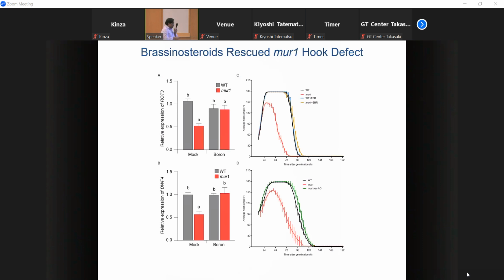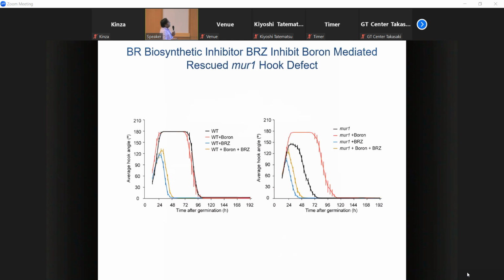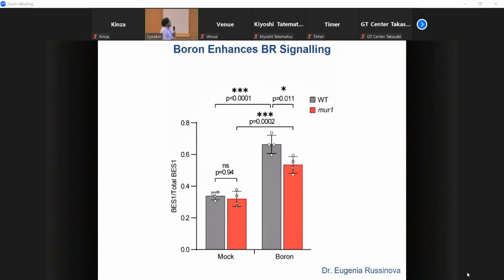And because the expression goes down, we provided exogenous epibrassinolide, and it rescues the mur1 defect. And bes1-D is a constitutively active brassinosteroid signaling mutant, and it also rescues. It's very interesting that when we gave the brassinosteroid inhibitor BRZ, in the presence of BRZ, boron cannot rescue the mur1 hook defect. So with the help of Rusinova lab, we found that boron enhances BR signaling.